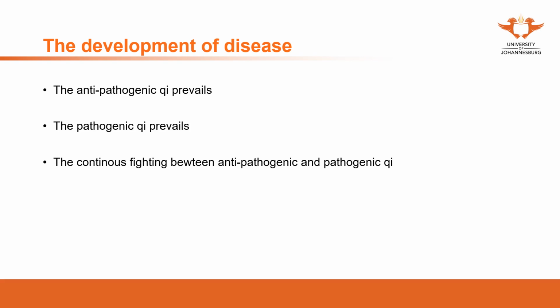And in the meantime, when we focus on one, the pathogenic qi prevails. When we say pathogenic qi prevails, we actually imply that the antipathogenic qi is weak. You see here, we always talk about yin and yang. Whenever we say the yin is very strong, it means the yang is weak. If you say the yang is very strong, it means the yin is weak. Although we didn't say so, we need to understand that the circle of yin and yang is a certain amount. If one part is more, the other part will be less.